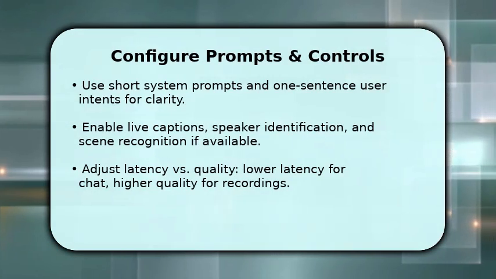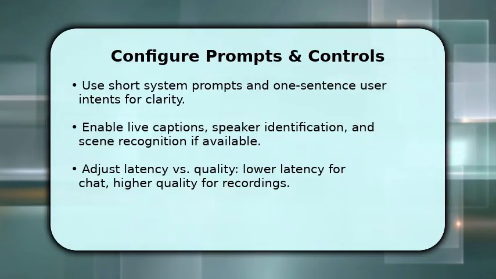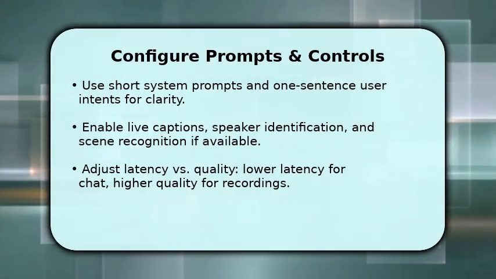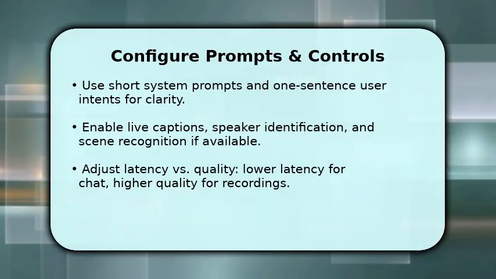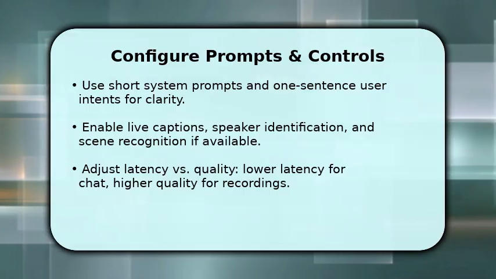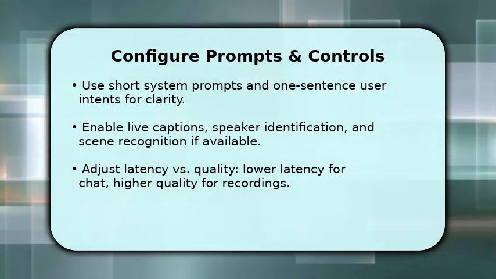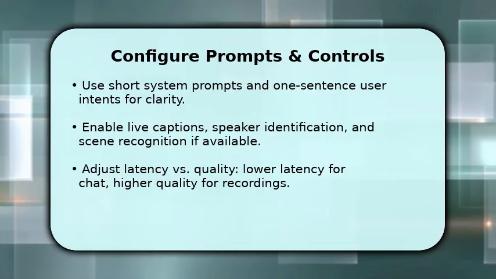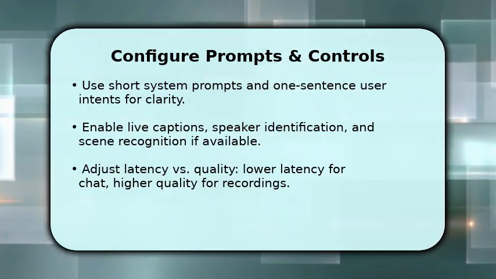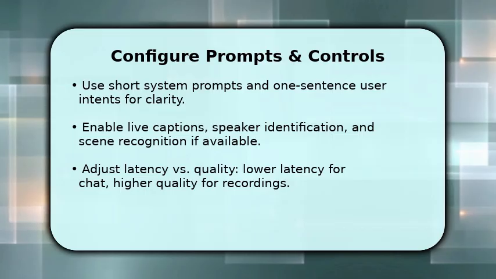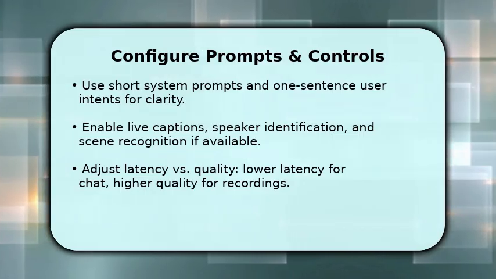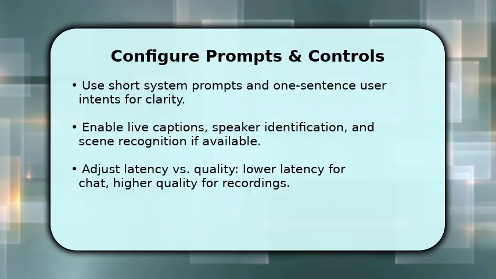Next, configure prompts and controls to shape responses. Craft short system prompts and one-sentence user intent so Gemini interprets context reliably. Then enable live captions, speaker identification, and scene recognition features when needed. These improve accuracy for multi-person or visual tasks. Also adjust the latency versus quality slider. Choose lower latency for interactive chats and higher quality for recording sessions.